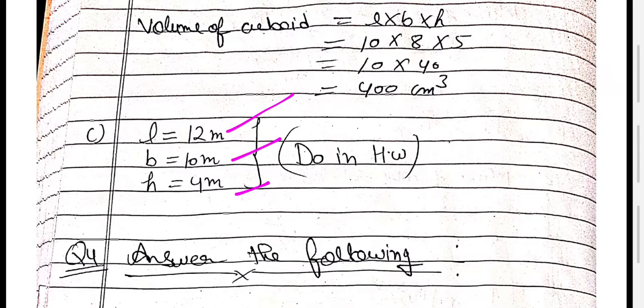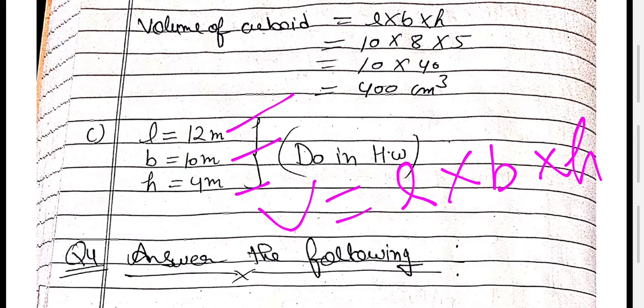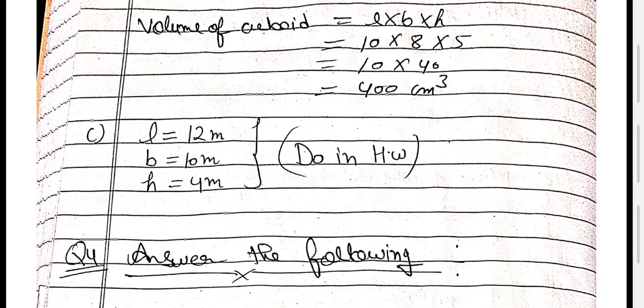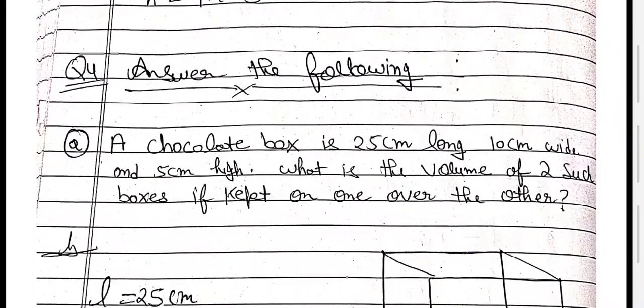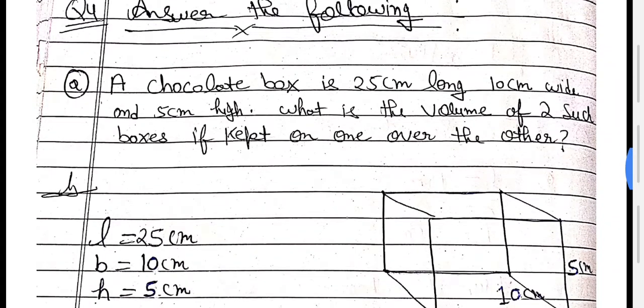Length is given, breadth is given, height is given. So write the formula, volume is equal to L into B into H. Now put the value 12 into 10 into 4. Now multiply and you will get your answer in meter cube, because the units are given in meter. Now answer the following. Some word problems are coming, so we have to solve word problems now.